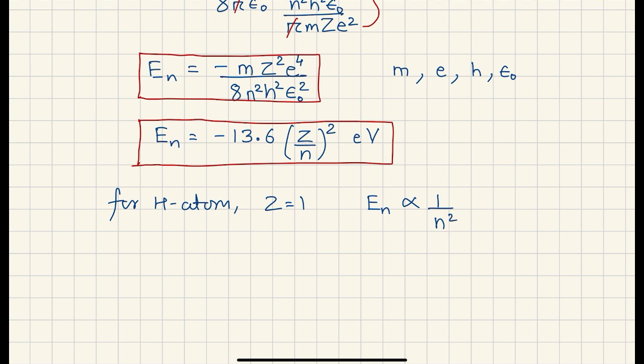Now, using this expression, you can calculate the energy of electron in any given orbit, right? Simply, you can substitute the value of n. If you want for first orbit, you can write n equals to 1. And for hydrogen, Z will be 1. We will get En as minus 13.6 electron volts. For any other orbit, just substitute the value of n and divide it by that square. You will get the energy of electron in that particular orbit.